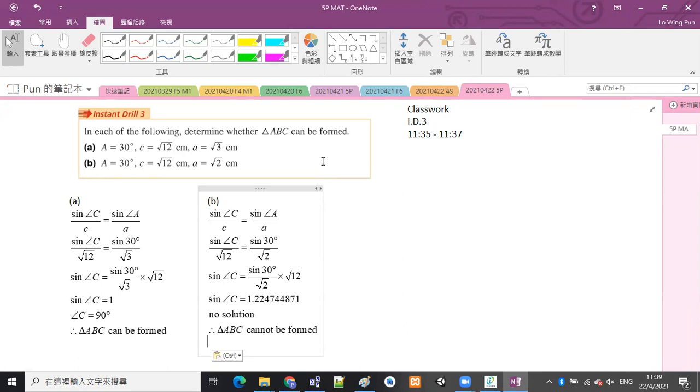But please do not write math error in the solution. Instead, write no solution, and write the conclusion. The conclusion is that triangle ABC cannot be formed. Is that all?